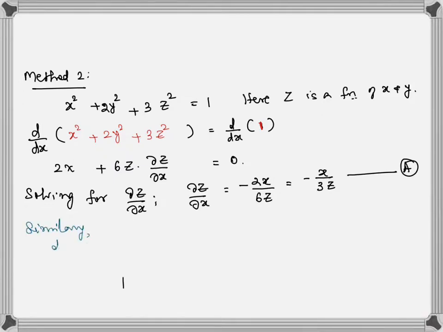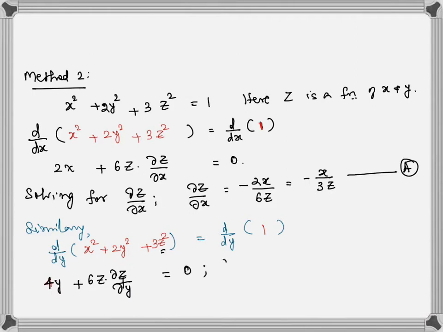Then similarly, taking d/dy of the left hand side equals d/dy of the right hand side. The left hand side is d/dy of x squared plus 2y squared plus 3z squared. If we differentiate that partially with respect to y, keeping in mind z is a function of both x and y, we get 4y plus 6z ∂z/∂y equals 0.